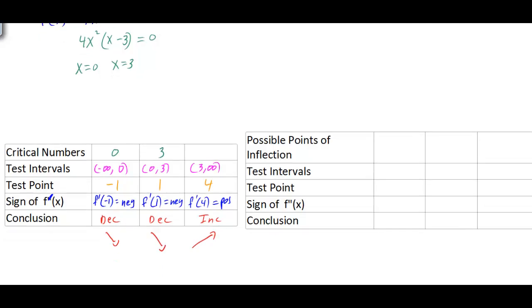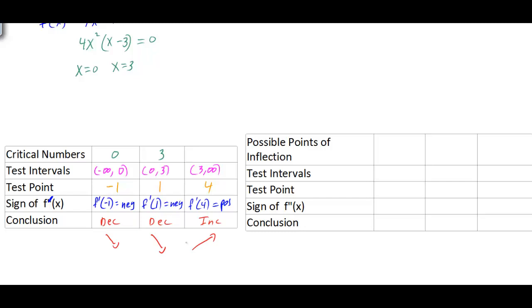So from this we can conclude that at 3, at this point here, because it goes decrease and increase, this would give us a relative minimum point where x is 3, and then how do we find the y-coordinate? We plug the 3 into the original function, and if you do that you should end up with a negative 27.